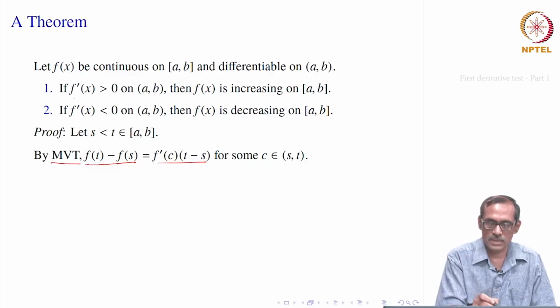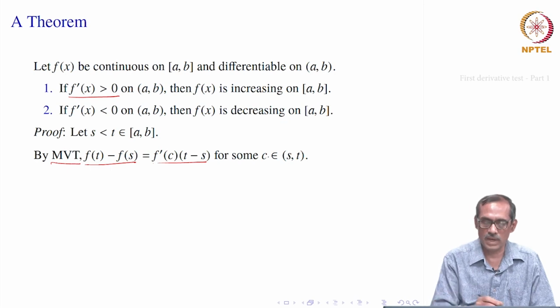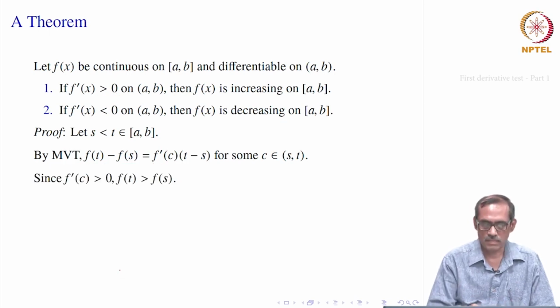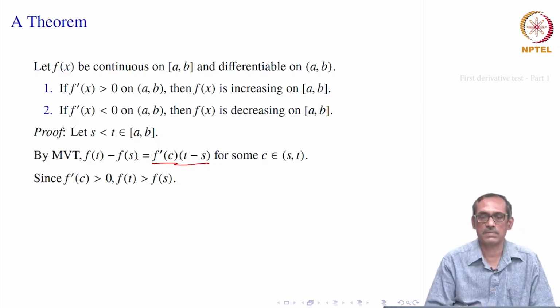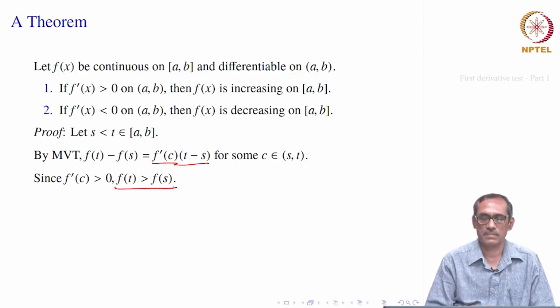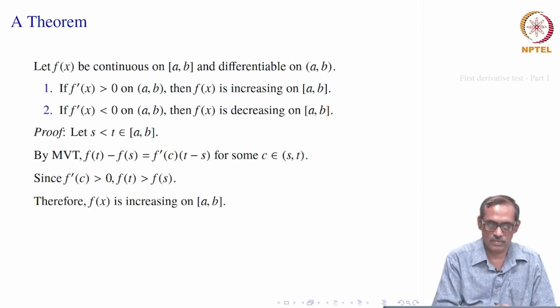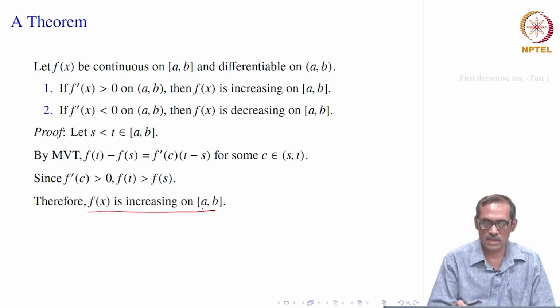Now, we will use the information that f prime x is greater than 0 on a b. So, in particular at c, it is positive. Since this is positive and t minus s is positive, we get f t minus f s is positive. That is, f t is bigger than f of s. So, I think that is the end of the proof. It shows that f x is increasing on a b.